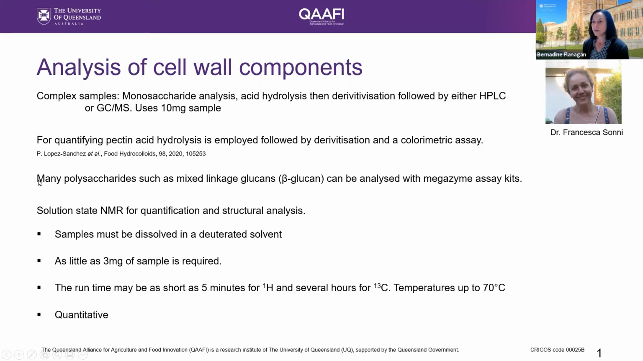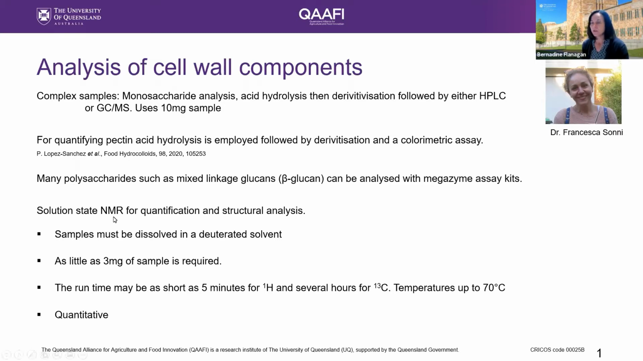For many polysaccharides, such as mixed linkage glucans, we can analyze them with Megazyme assay kits. Megazyme assay kits are great also for looking at resistant starch or total dietary fiber. So if you just want to know how much of something you have, that's a good way to go. But we usually are looking for more than that. We don't just want to know the quantity, but we also want to know something about the structure.